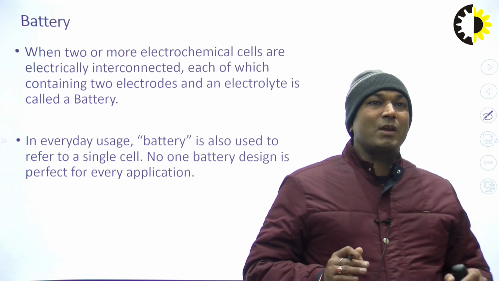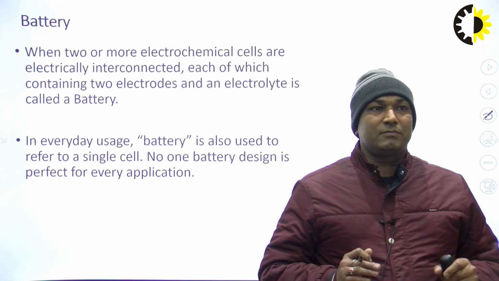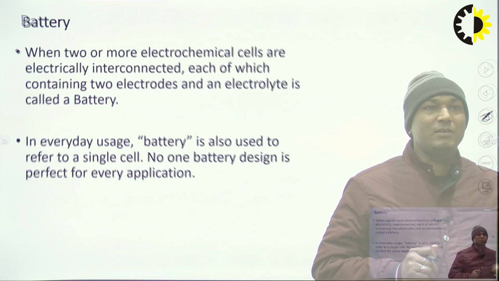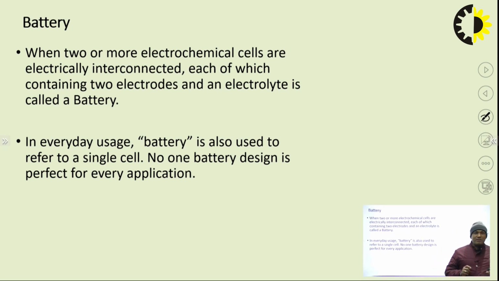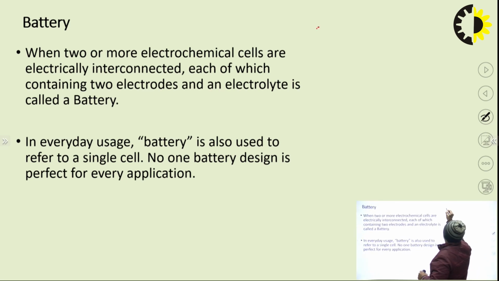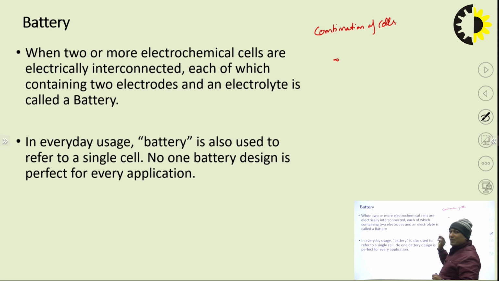When two or more electrochemical cells are electrically interconnected and each of which contains two electrodes and an electrolyte, it is called a battery. Or in simple words, you can say it's a combination of cells. Okay. So these cells are arranged in a series.